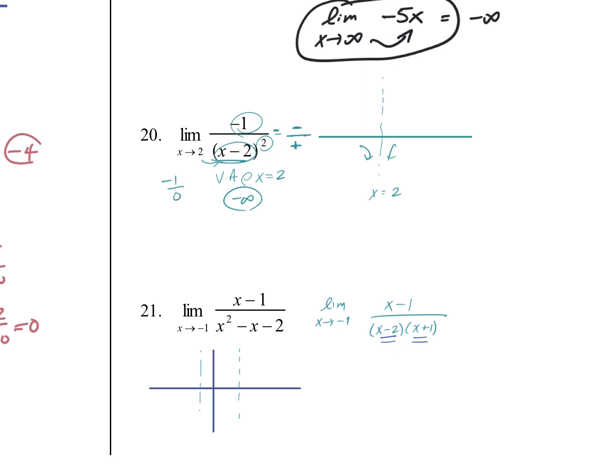But all I care about is what's happening at -1. So as I go, maybe it goes like this. Maybe it goes like this. This has no bearing on the answer to this question. Okay, so I'm testing -1 because it's saying the limit as x goes to -1. That's all we care about.